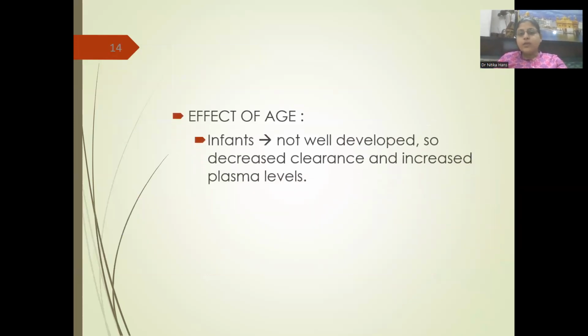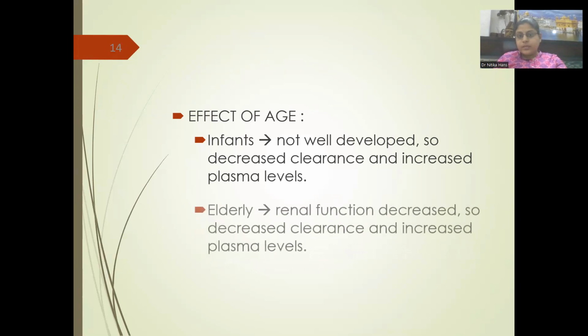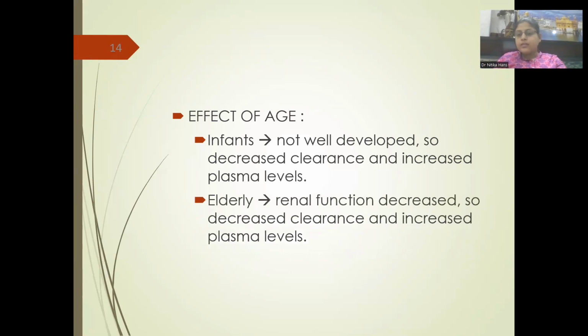Now, what is the effect of age? In infants, the organs of the kidney are less developed. So GFR is reduced, tubular secretion is reduced, and renal blood flow is reduced. So there will be decreased clearance, and that will lead to increased plasma levels of the drug. In the elderly also, the GFR is reduced, tubular secretion is reduced, renal blood flow is reduced, clearance is reduced, so there are increased plasma levels.